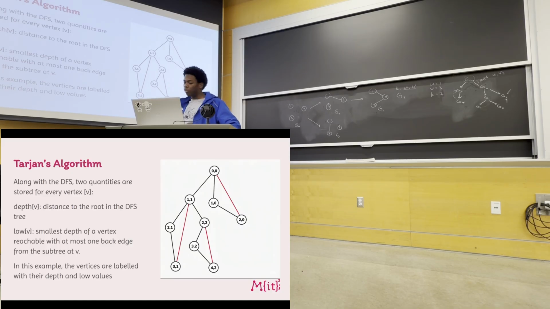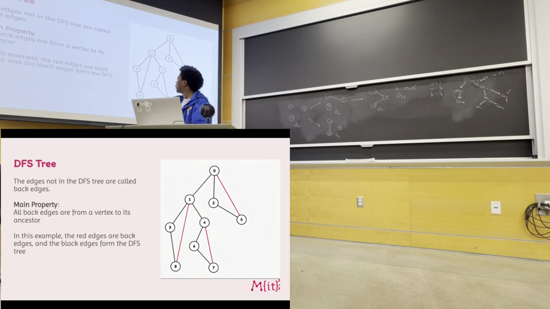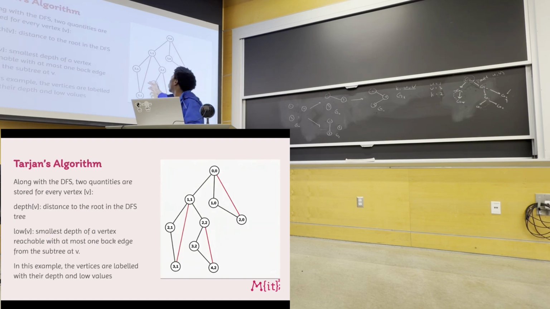So for example, for node 3, which is right here, the value of low would be 1, since you're able to go through some back edge back to node 1, if that makes sense. Does that make sense?